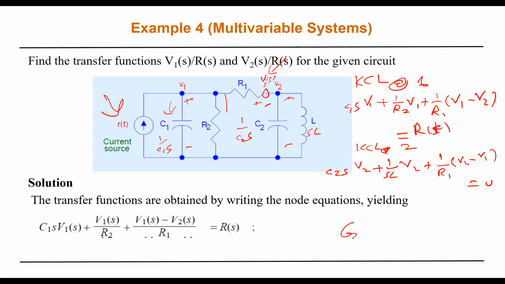my transfer function G of S, which relates the input to the output, is multiplied by the input, and this is V of S. I have 2 inputs in here and 2 outputs in here. So the matrix is going to be 2 by 2. This is what I meant.